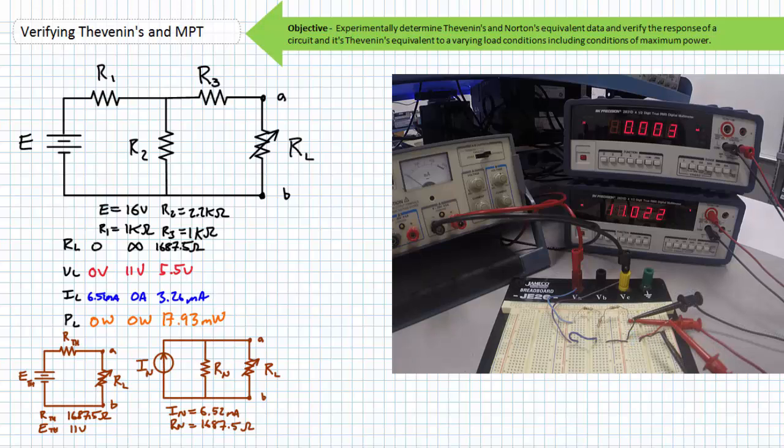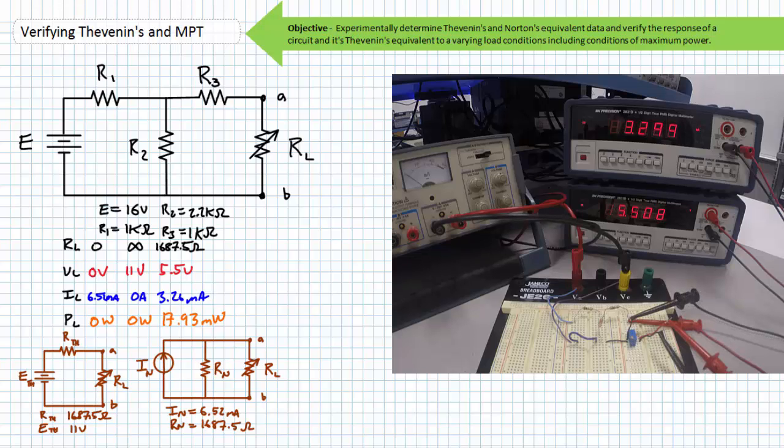In open circuit conditions, when the load resistance is replaced with an open circuit, the ammeter reads no current draw, and the voltmeter indicates a value close to our anticipated value of 11 volts. In these conditions, power dissipated by the load is 0 watts.